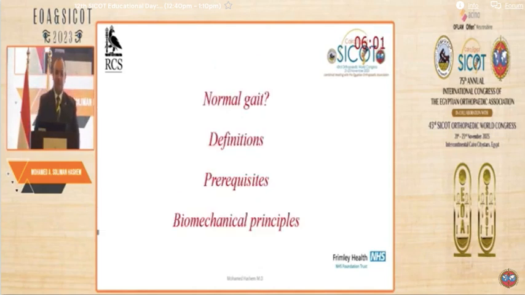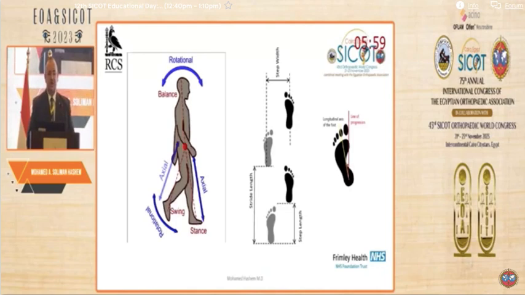So what is normal gait? You need to understand the definition of the normal gait. So stance phase, which means your foot is on the ground. Swing phase, when your foot is off the ground. Step, when it's between the initial contact of one foot and the other initial contact, and the stride, which is the whole gait cycle, which is the initial contact between one foot and the same foot again. You need to understand the foot progression angle, which is the angle between the foot and the line of progression.